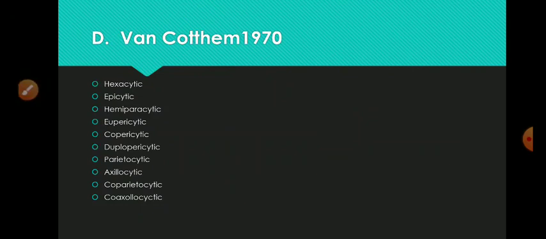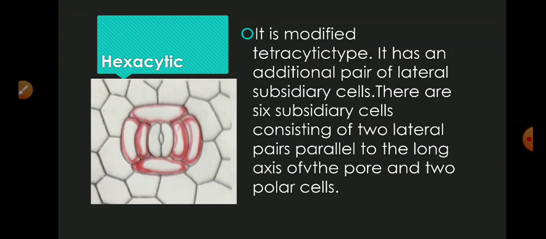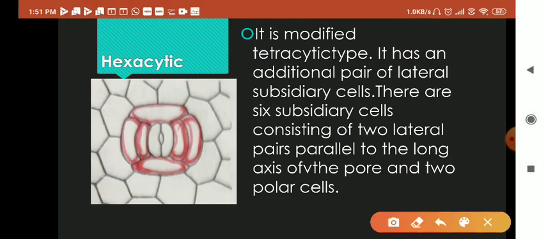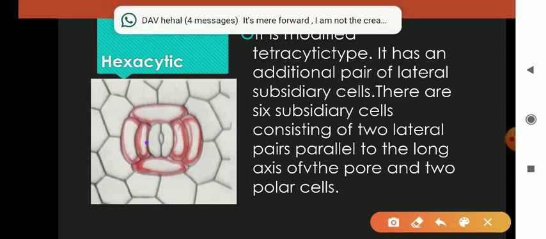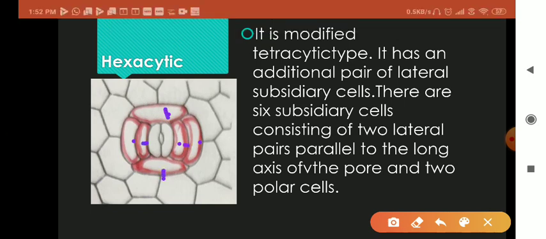Now we go to the next scientist, Van Cotthem, 1970. He proposed 10 types of stomata. So what are these types? Hexacytic. It is a modified tetracytic type. It has an additional pair of lateral subsidiary cells. There are 6 subsidiary cells consisting of 2 lateral pairs to the long axis of the pore and 2 polar. So you can find 1, 2, 3, 4, 5, 6. 4 are already present, but 2 have joined them.